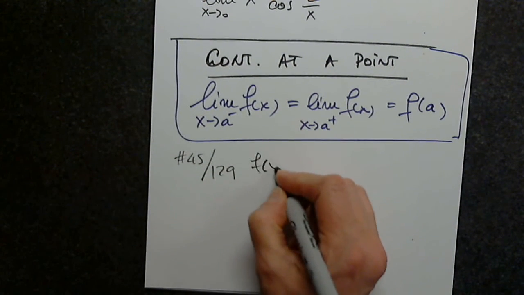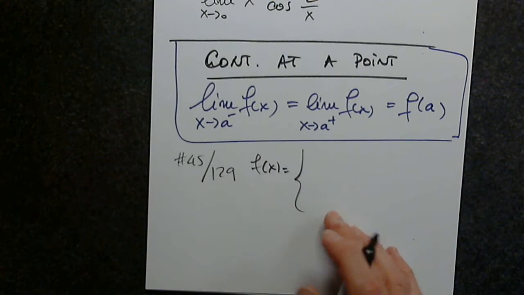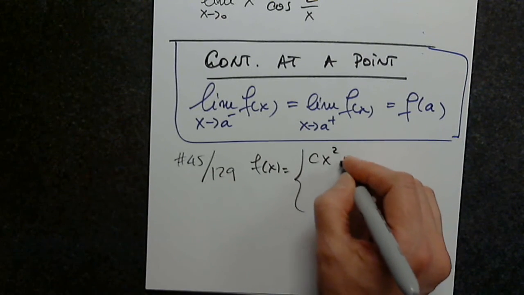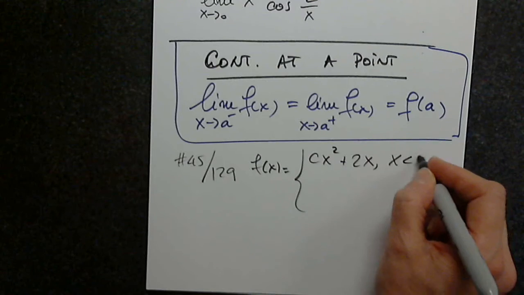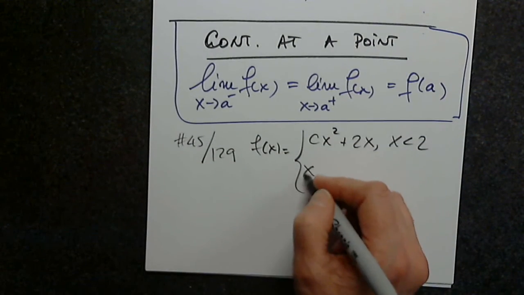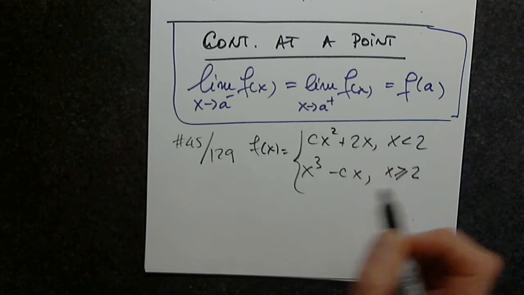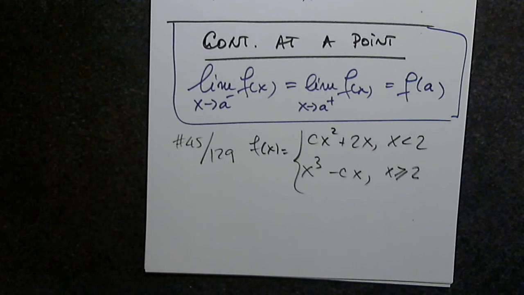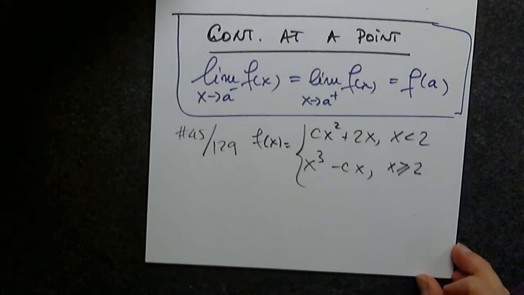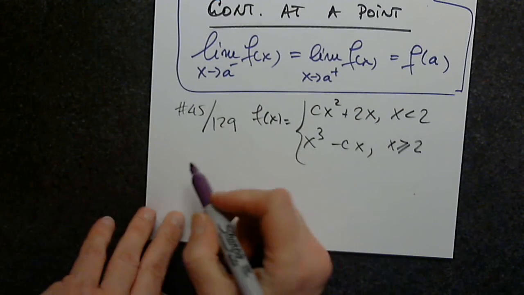So this is f of x, and this is cx squared plus 2x for x less than 2, and it's x cubed minus cx for x greater than or equal to 2. Before we start, I would like us to talk about the theorem.